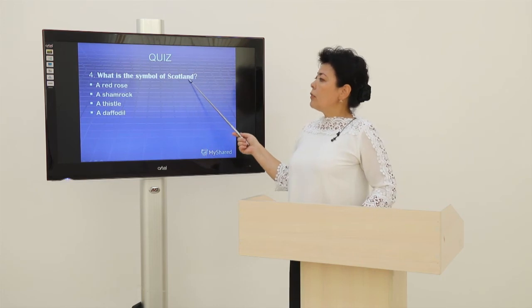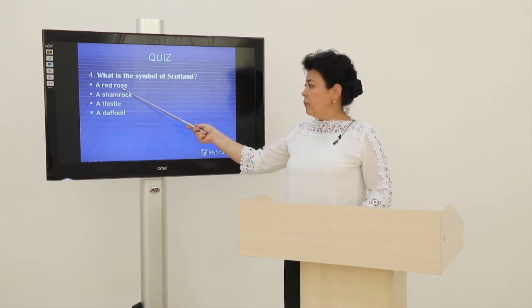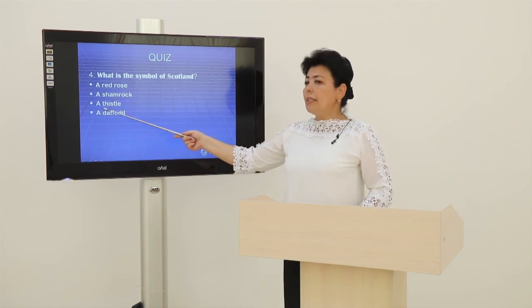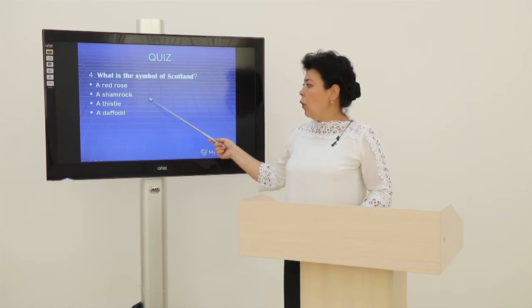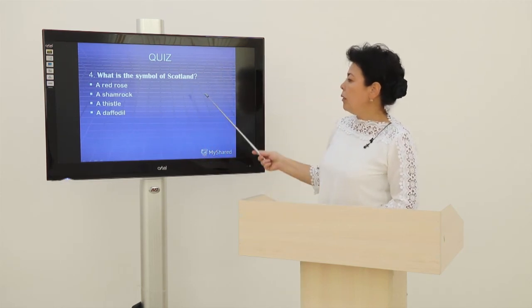What is the symbol of Scotland? The first answer, a red rose. Or is it a shamrock? Maybe it's a thistle. And last one, a daffodil. So, what answer is correct? What is the symbol of Scotland?